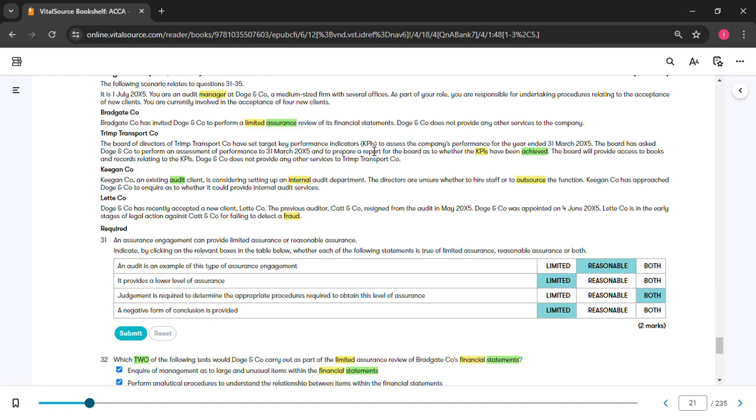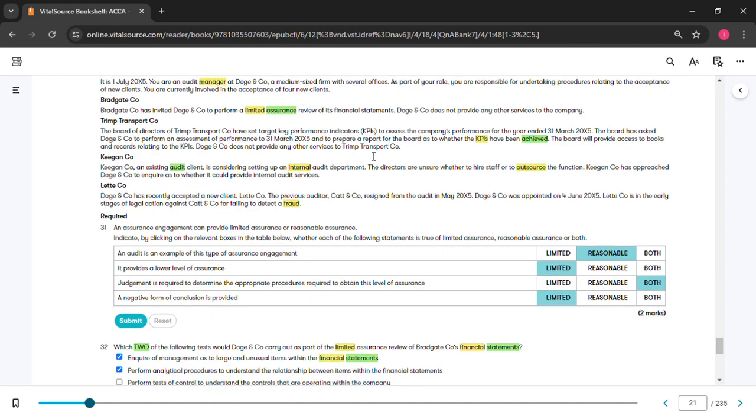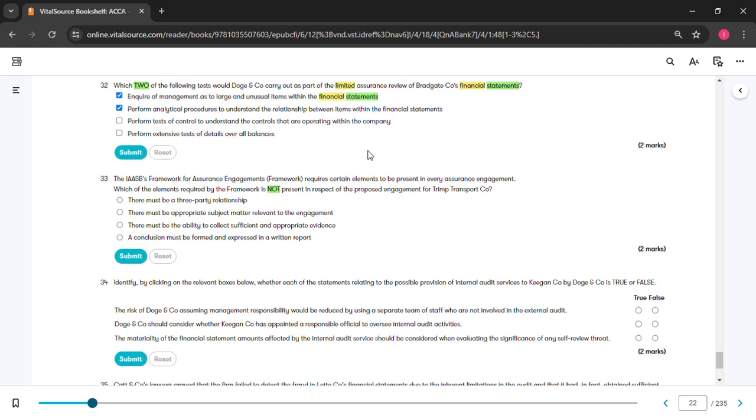When you are talking about an assurance engagement, there must be a three-party relationship. There must be an appropriate subject matter, fine, and the subject matter is there. Ability to gather sufficient evidence is there. A conclusion must be formed, that is there. But which is not present here? One: the shareholder is not in the scenario. Other things are present. That's fine. Next.